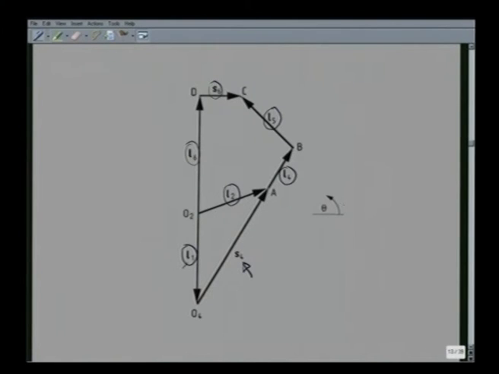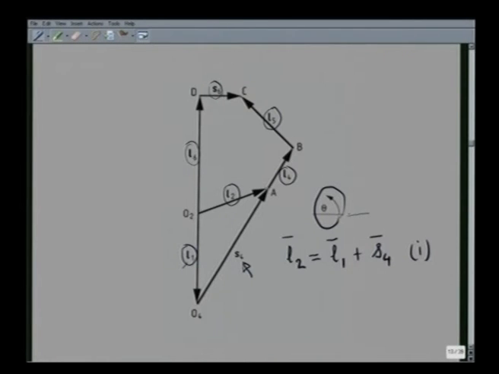And the orientation of all these vectors I represent by angle theta measured from this horizontal line in the anti-clockwise direction. So, we can have one closed loop O2AO4O2, which means L2 is equal to L1 plus S4. This is one loop closure equation in terms of link length vector and sliding displacement vector.